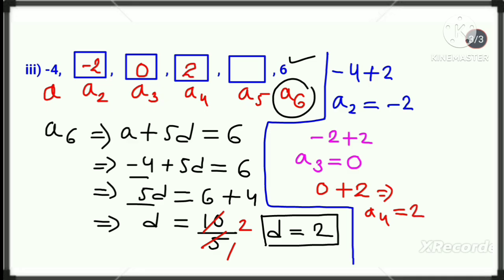Similarly, when we add the common difference to the fourth term, we can obtain our fifth term. The fourth term is 2 and the common difference is 2, then we obtain 4. It is the fifth term.